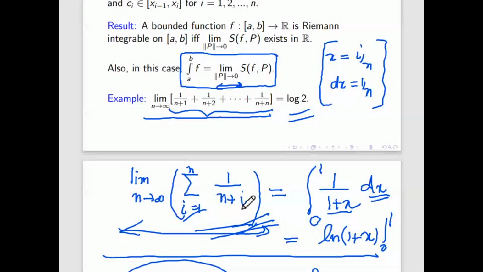So first write in the form of summation, and this summation you can convert in the form of integration by using these two conventions, x equal to i by n and dx equal to 1 by n. Then it will become integration, then integrate it, you will get the value. Is it clear?